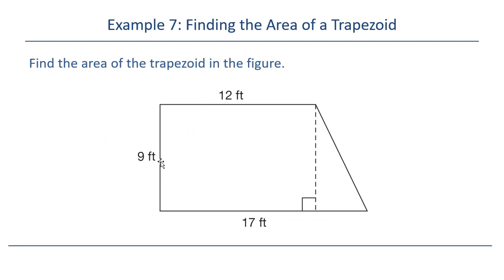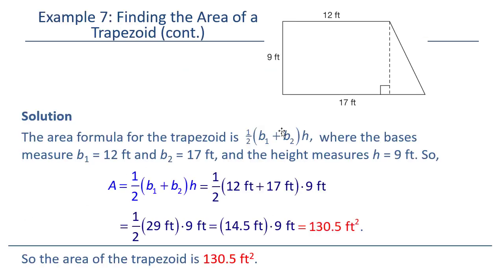Area of a trapezoid. Well, we just figured out, remember, we figured out trapezoid is you have to do the average of the two bases. So this base plus this base divided by 2 times the height. So there we go. Plug everything in and get 130.5 square feet.